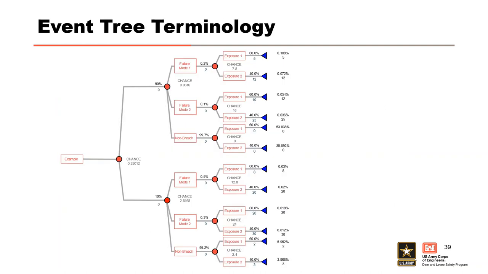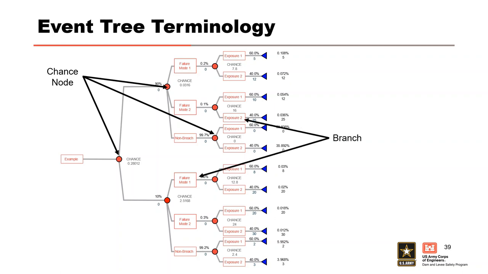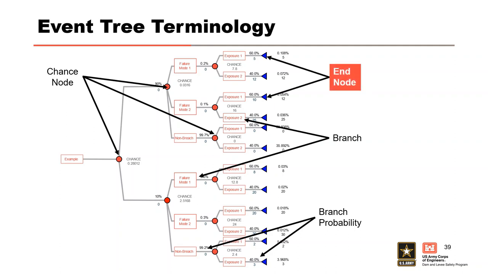Here is an example of an event tree. Each branching point of the event tree is referred to as a chance node. Branches and their associated branch probabilities emanate from each of the chance nodes. And the last nodes at the rightmost side of the event tree are end nodes, which are aptly named because that's where the tree ends. An event tree pathway goes from node to node along the branches until you reach an end node or outcome.